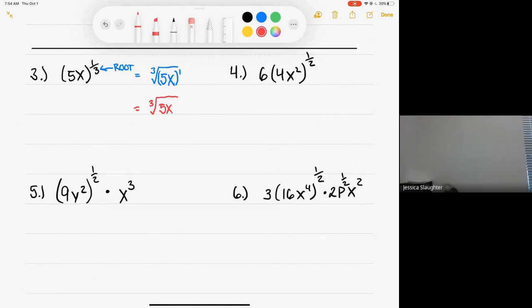When you're here, you would ask yourself, can I take the cube root of 5? The answer would be no. You can't multiply one number by itself 3 times and get 5, that doesn't work. You also cannot take the cube root of x. So this is as simple as this radical expression gets.